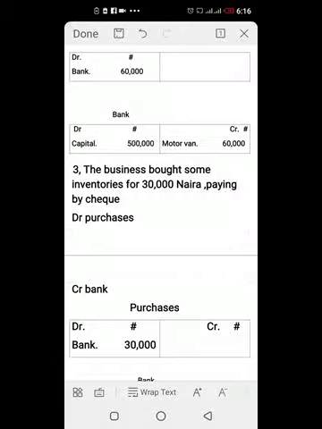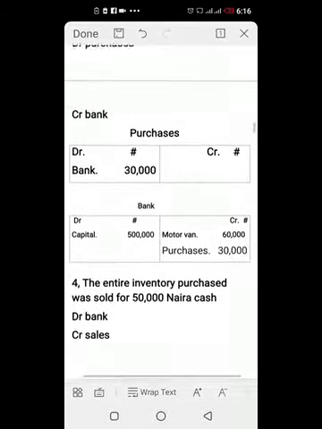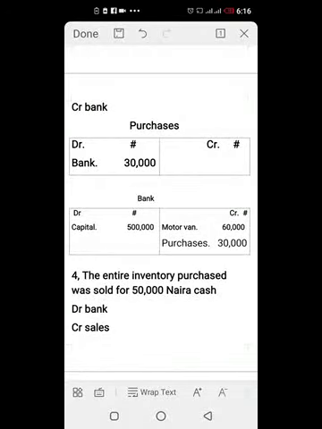The business bought some inventory for 30,000 naira, paying by check. So you debit purchases, to purchase, and then you credit bank. Bank is giving purchases money. So we already have it there. Bank is giving purchases 30,000 naira, while purchases is collecting bank 30,000 naira.